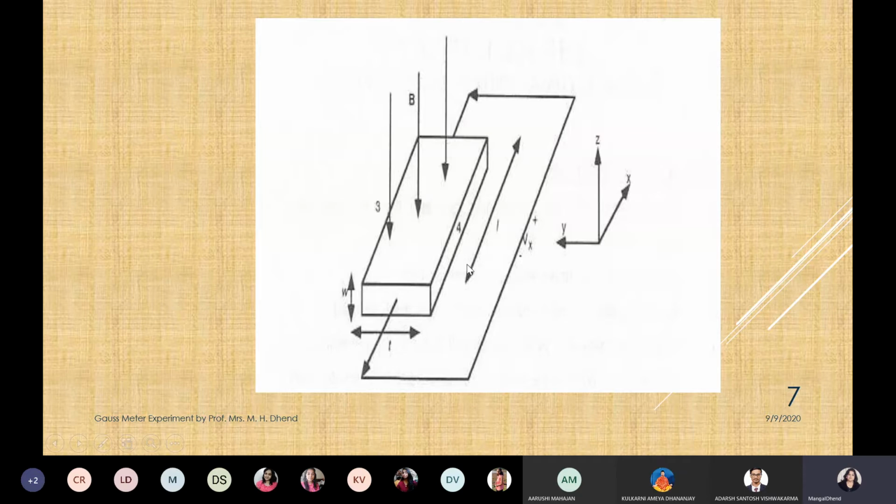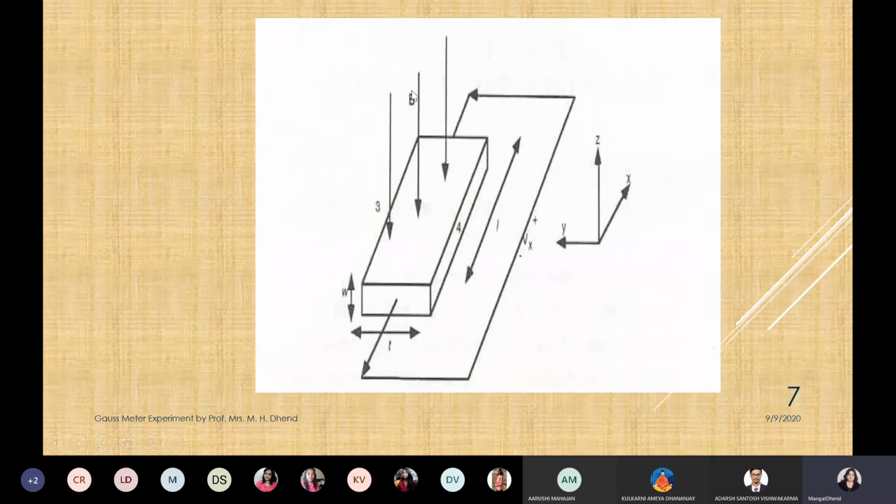Now the Hall voltage generated will be proportional to what? Definitely it will be proportional to the flux density B, and it will be proportional to the current passing through that probe. So there will be a constant KH, K with suffix H, the Hall voltage constant. So KH into B into I, because it is directly proportional to the flux density and directly proportional to the current. Okay. So VH will be equal to KH into B into I.